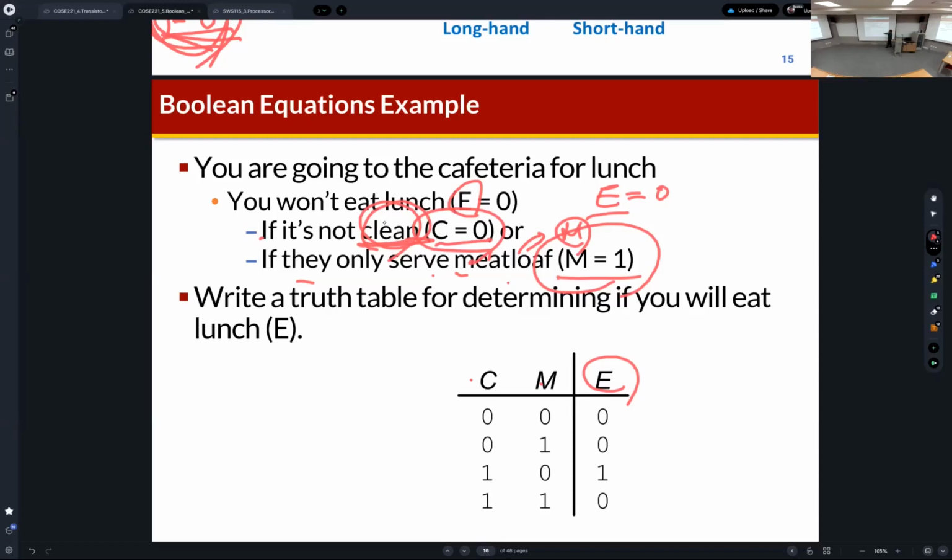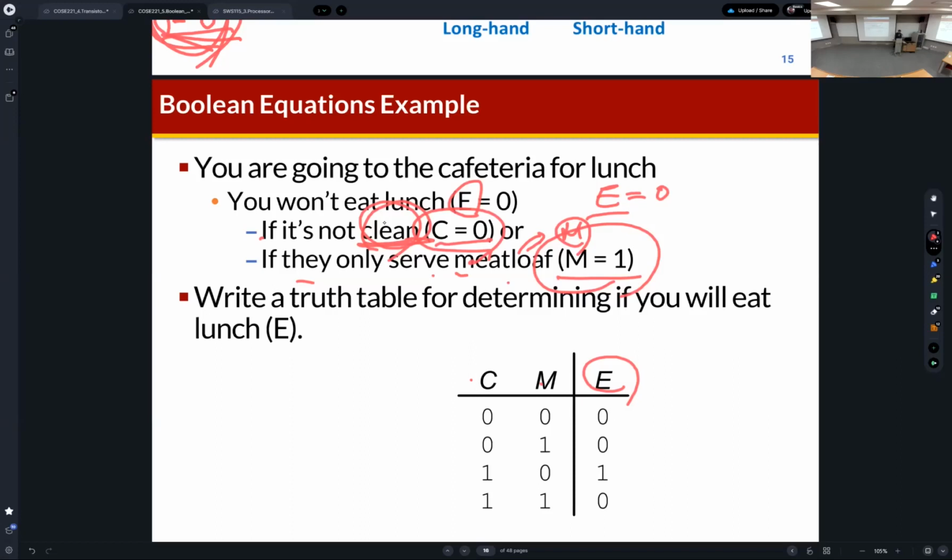You will eat lunch if the cafeteria is clean and the menu does not have meat. If the cafeteria is clean, and the menu is not meatloaf, which is 0, then you will eat. Otherwise, you will not eat. Based on these conditions, you can generate a truth table like this.